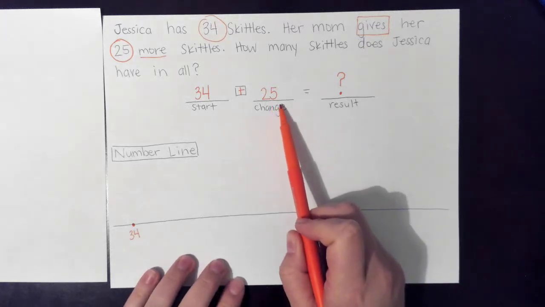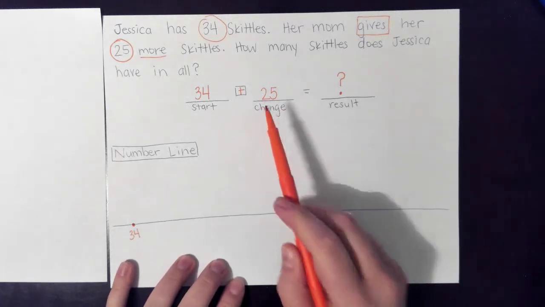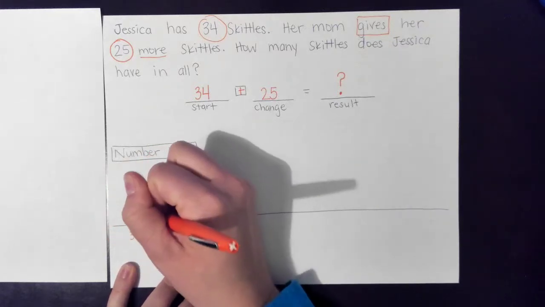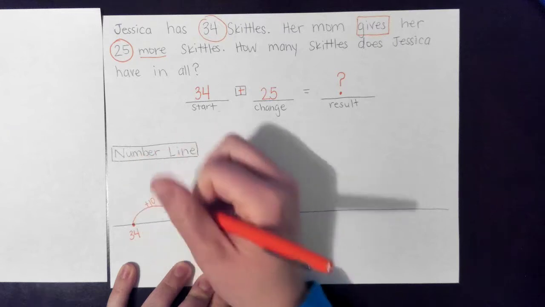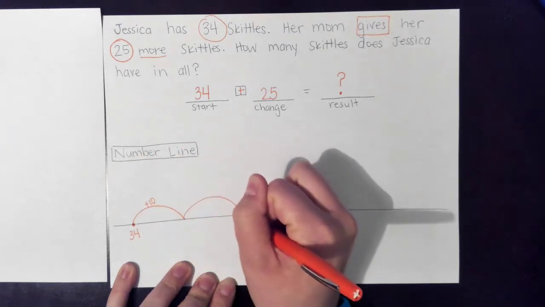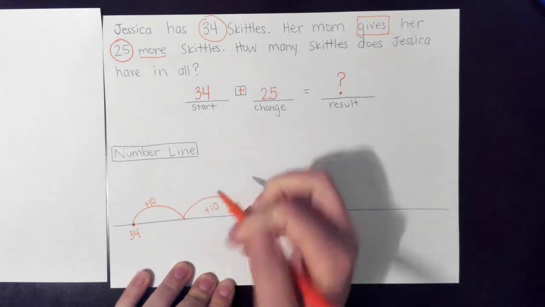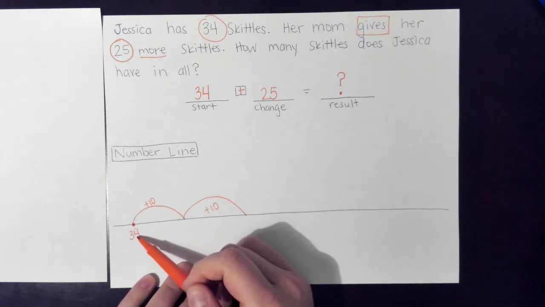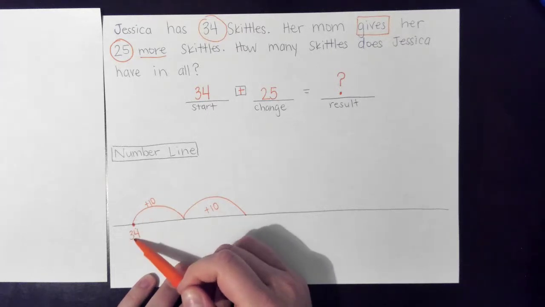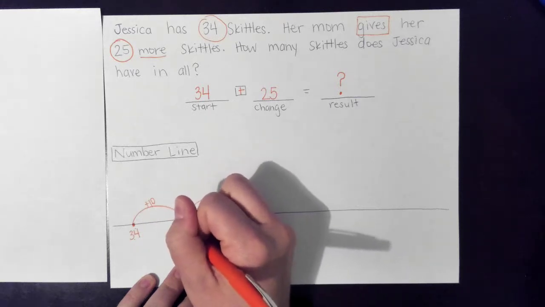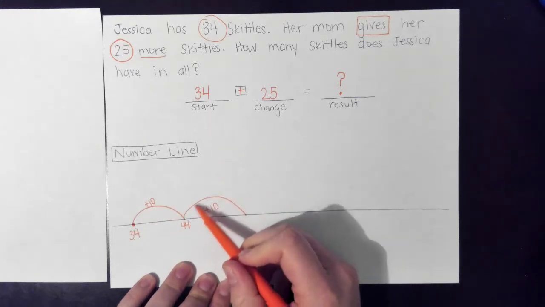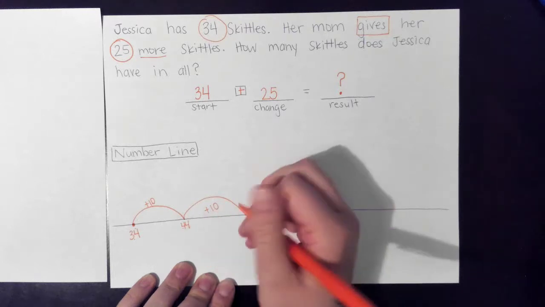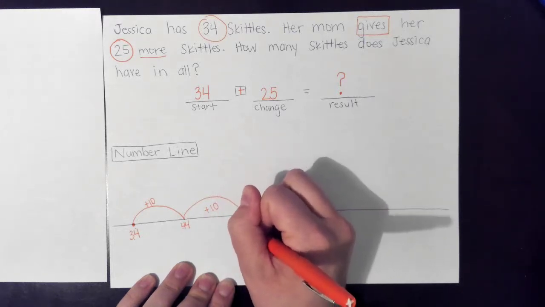Well, if I look at 25, I know that I have two 10s. And so I know that I can make two jumps of 10. So I have one jump, that's plus 10. And a second jump, that's plus 10. Well, if I add 10 to 34, I know I'm adding one 10, so it would be 44. And then if I add 10 more, I'm going to add one more 10 to the 4 I have, so I'm going to have 54.